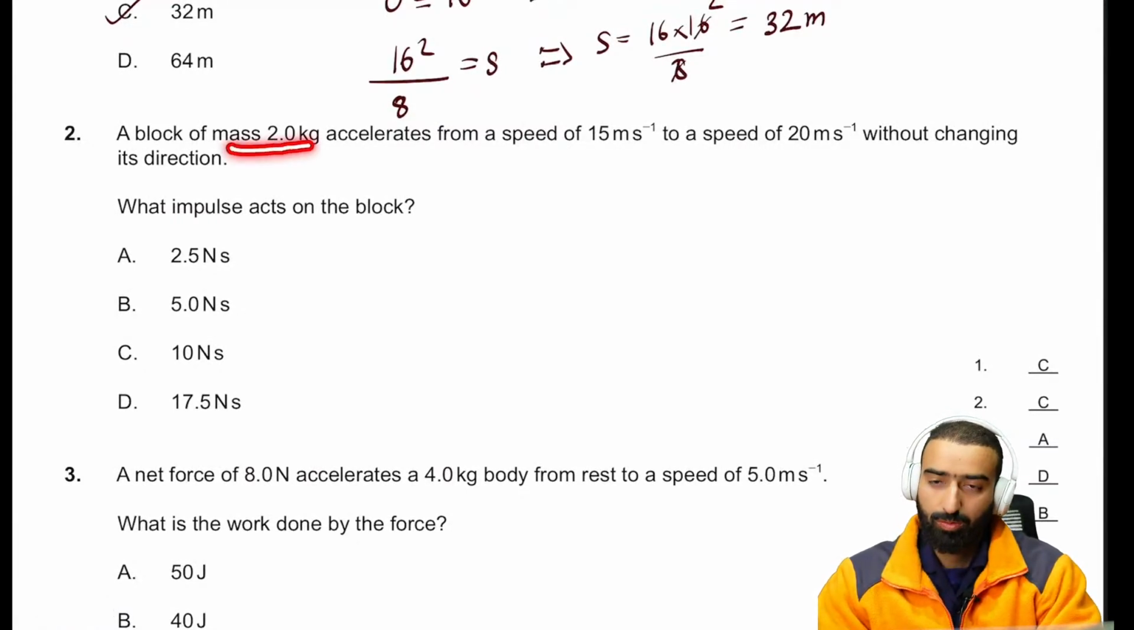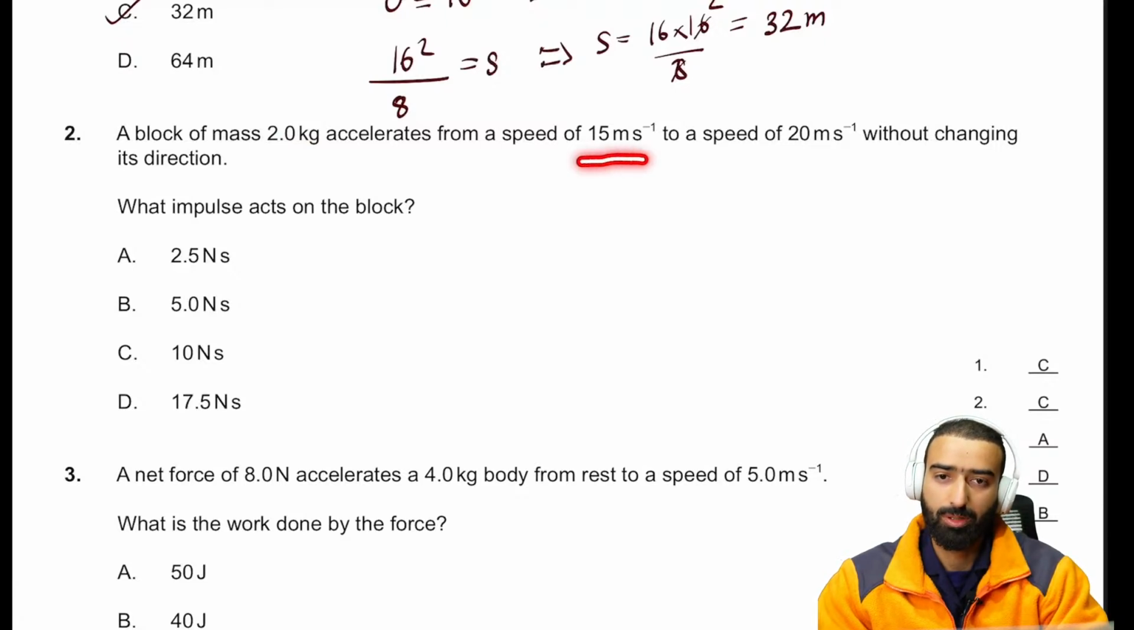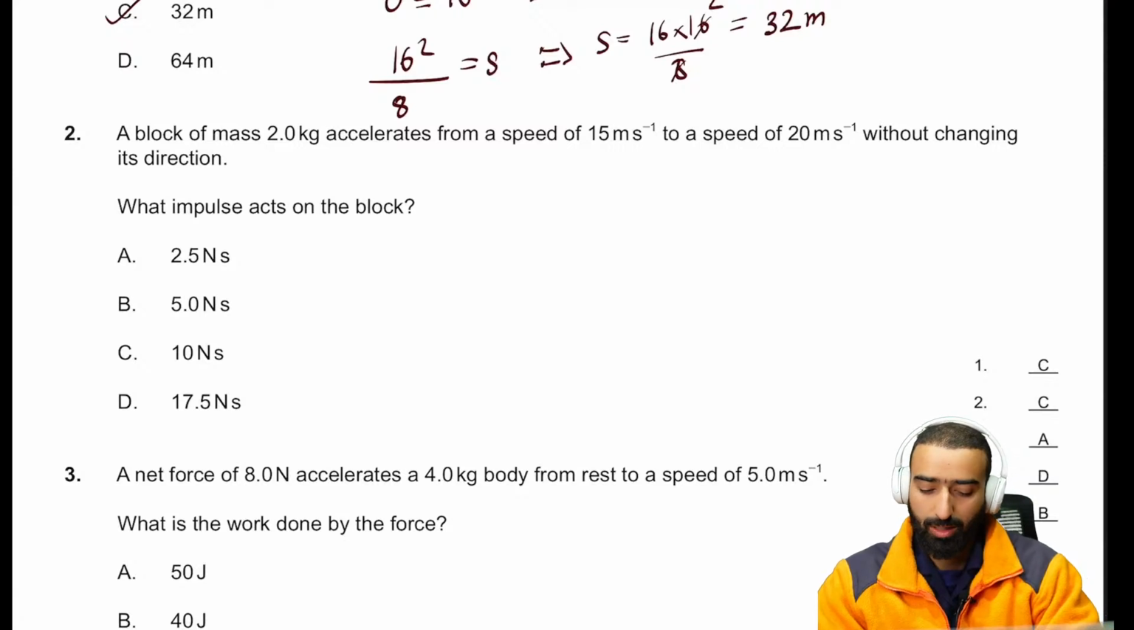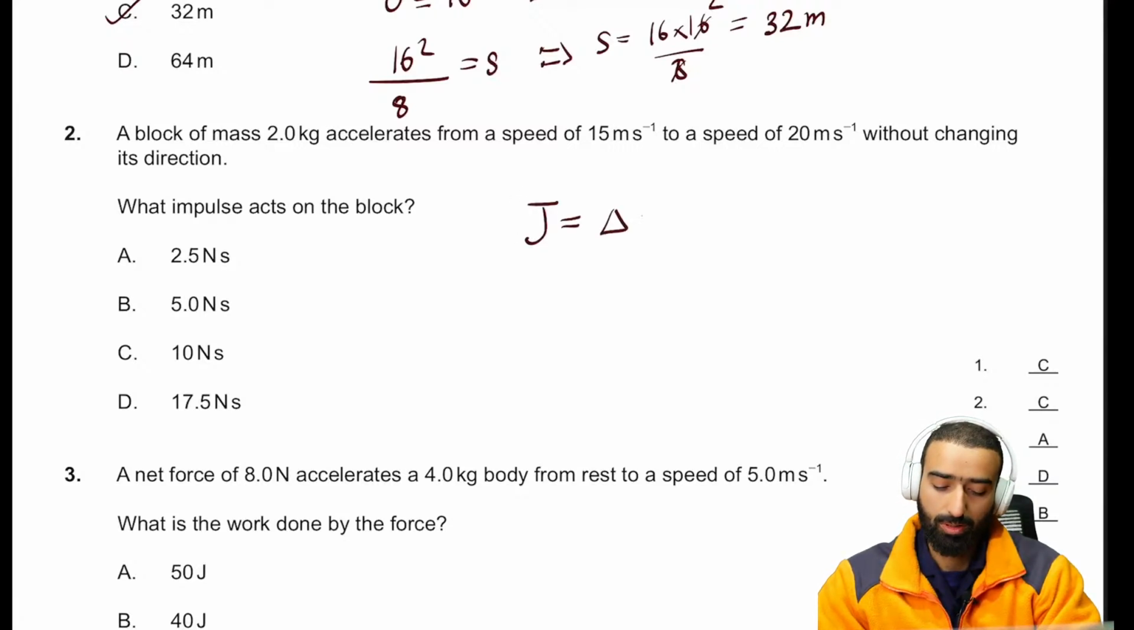A block of mass 2 kilograms accelerates from a speed of 15 meters per second to 20 meters per second without changing its direction. What is the impulse acting on the block? We know that the equation for impulse is equal to the change in momentum. Now, what's the change in momentum? It would be the final momentum minus the initial momentum.